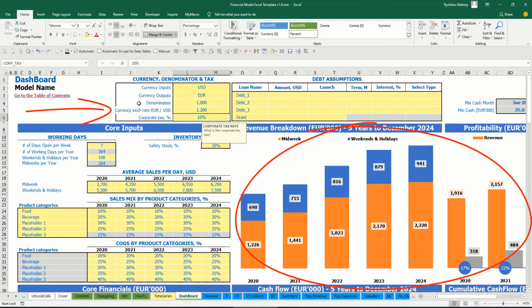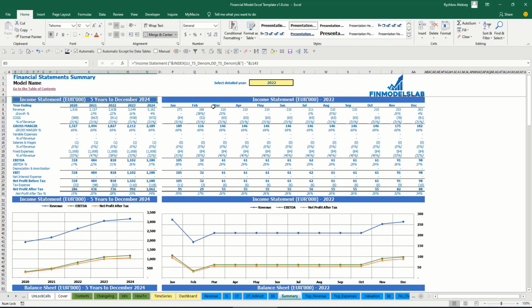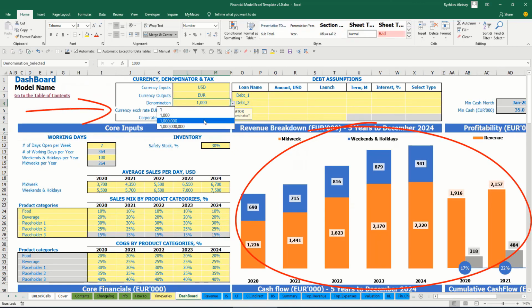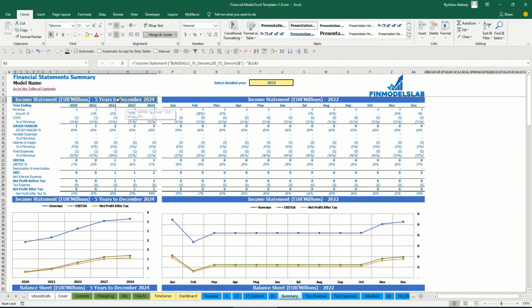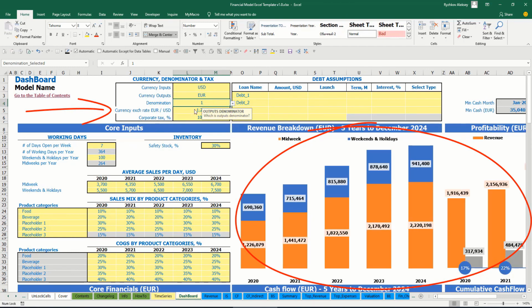In this case you will have in the model all your inputs in United States dollars, all your outputs in euros, and there will be conversion rate between currency inputs and currency outputs. Additionally, you have denomination, which means that you can denominate all your outputs on the reports. In this example, denomination is 1000, meaning that your outputs are denominated by 1000. You can select millions. You may see that now it is in $1 million. You can set also billions or without any denomination.